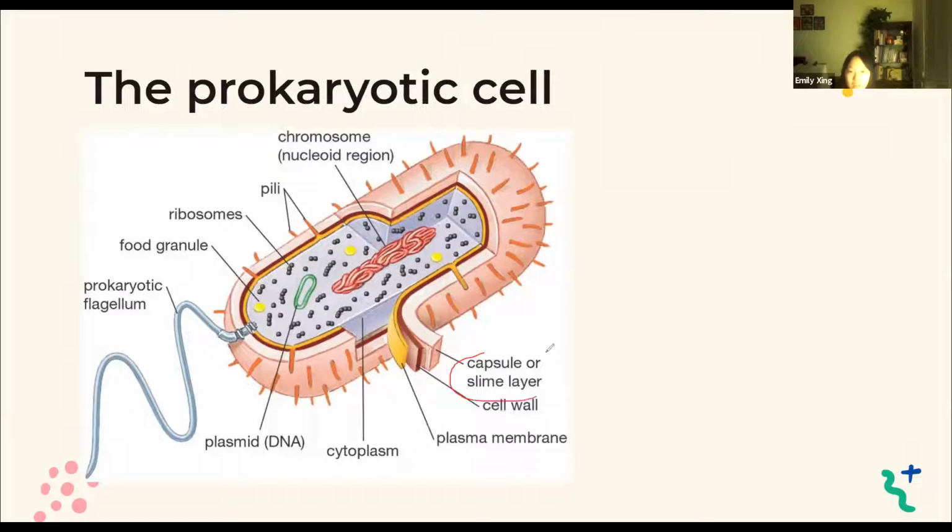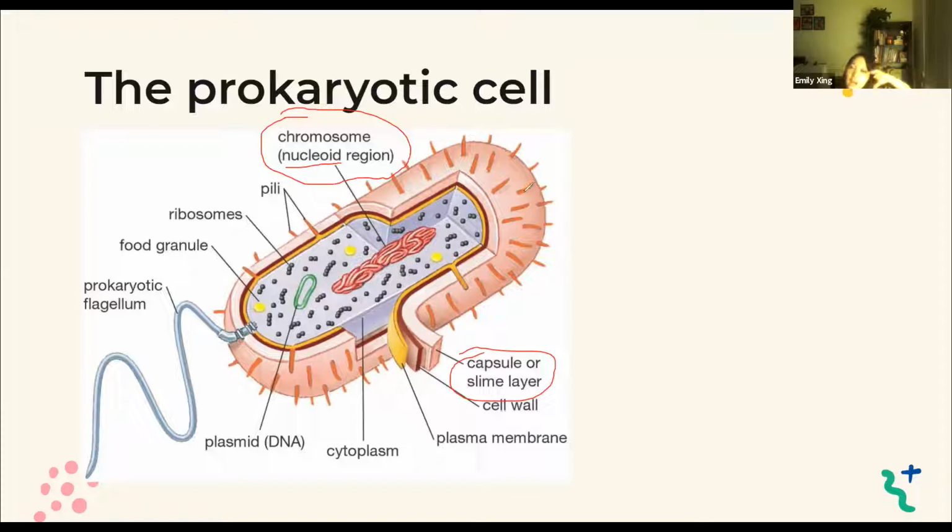Okay. So the capsule or slime layer is something that's especially unique to bacteria and Archaea. This just means that you have an outer layer of fats and proteins that serve as extra protection. They don't have a nucleus because a nucleus is a membrane-bound organelle. So instead they have something called the nucleoid, where all the DNA is found.